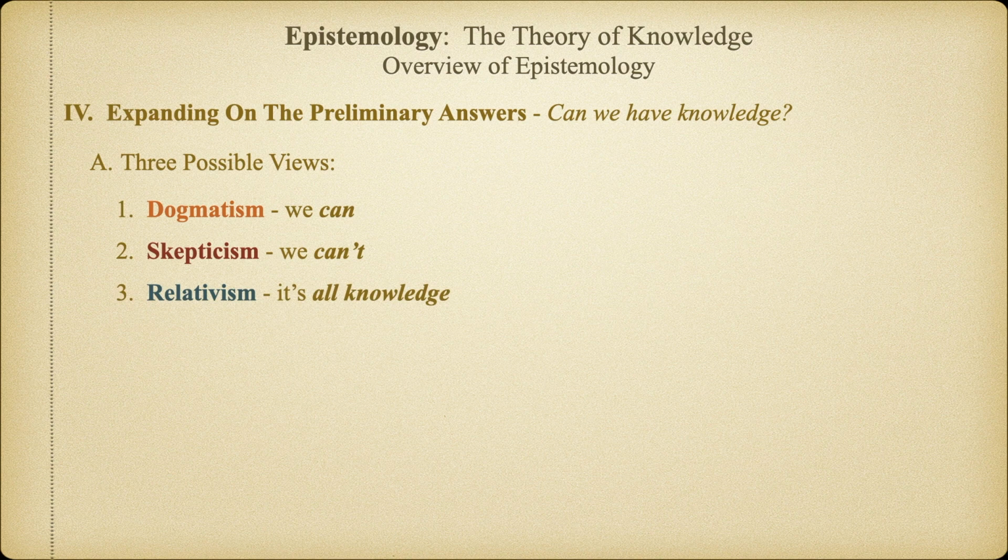That position is what we call epistemic relativism. But let's begin with dogmatism, the view that knowledge is possible. Remember that in epistemology, dogmatism just refers to those who think that knowledge is possible, that we're capable of achieving knowledge. It does not imply dogmatism in the theological sense of holding a belief absolutely or without scrutiny.